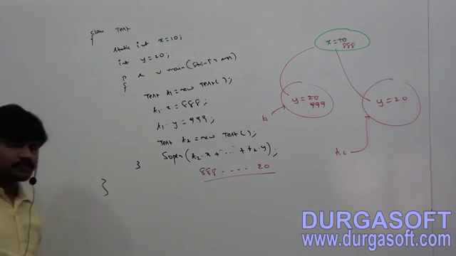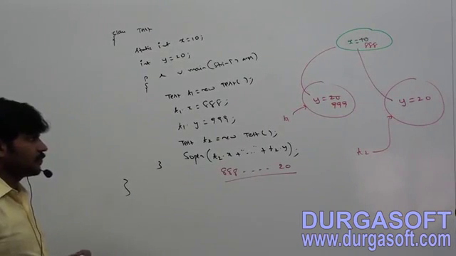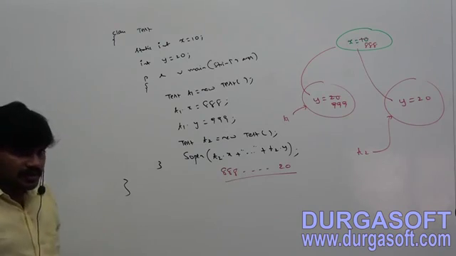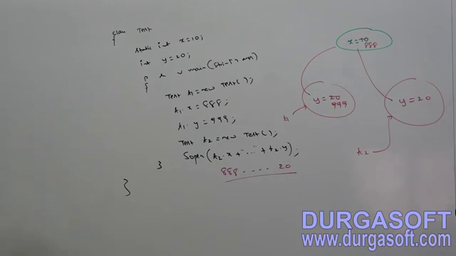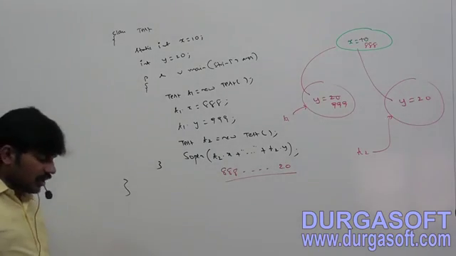Take this clearly. If it is an instance variable or a static variable, what is the difference? You should have clear clarity on this.